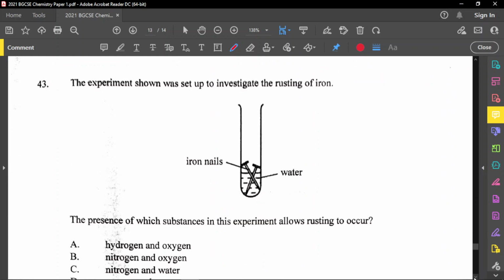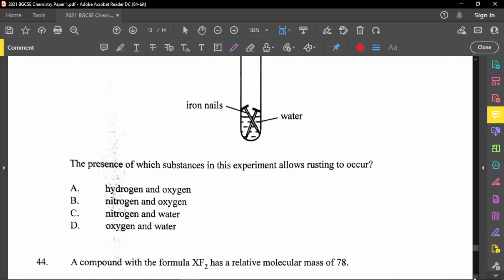In question 43, it said the experiment shown was set up to investigate the rusting of iron. It asked the presence of which substance in this experiment allows rusting to occur. So for rusting, it must have oxygen, it must have moisture. Those two things you must know, right? I don't even know how to explain it any simpler than that.